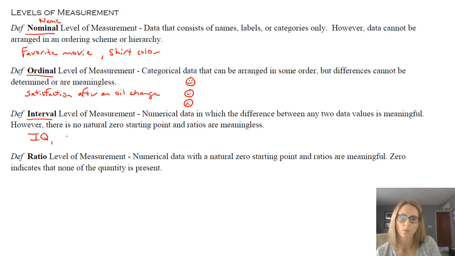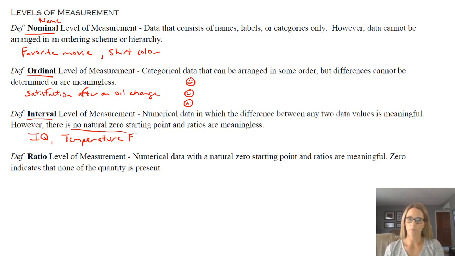So I'm also going to use the example of temperature. The reason I like using this one is because students know, hey, it's hot outside. Say that it's 100 degrees outside, that is really hot. And say yesterday was 80 degrees. You could say there is a 20-degree difference in how hot it is, and you know that because that is quantifiable. However, if it was 0 degrees outside, that doesn't mean an absence of temperature. That doesn't mean there's no temperature. So that's what it means by no natural zero starting point.